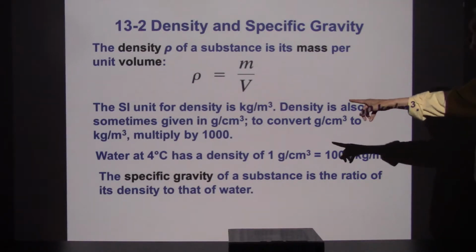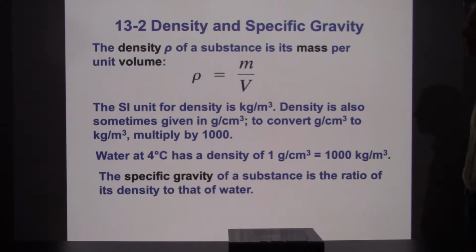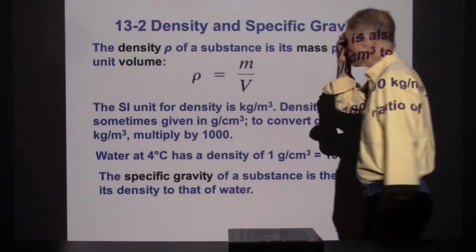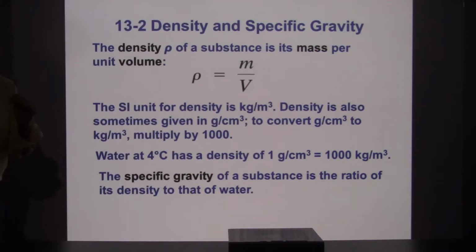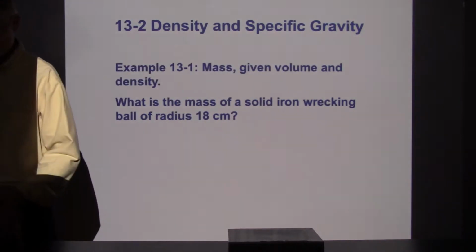Now, this word specific gravity, which I wish we wouldn't use, but we do, you've got to be prepared for that. Specific gravity is the density of something relative to the density of water. So if I have a specific gravity of 7, then that material is 7 times the density of water. It's just a ratio that we work in terms of.